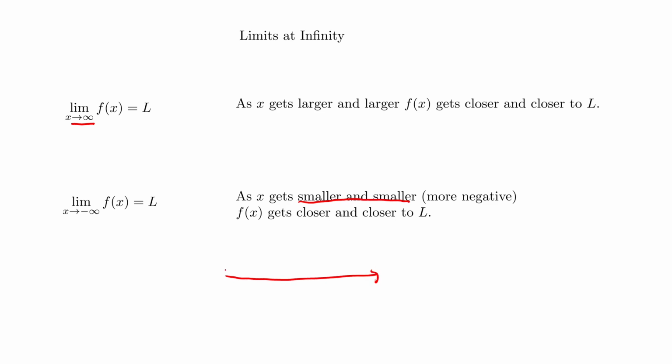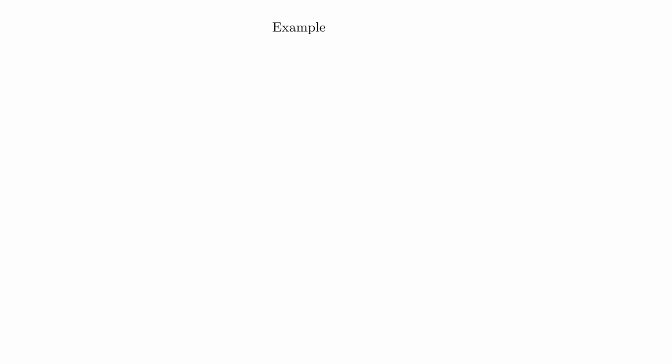And again, when we use the word smaller and smaller, we're talking about more negative on a number line. So if you imagine these are the x values, you have 0, 1, 2. I want to know what the y value of the function is doing as x gets either larger and larger this way, or smaller and smaller that way. Let's consider an example of this so that we can see this in action.